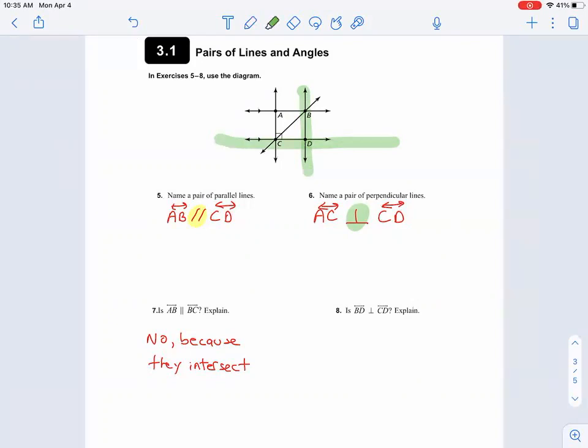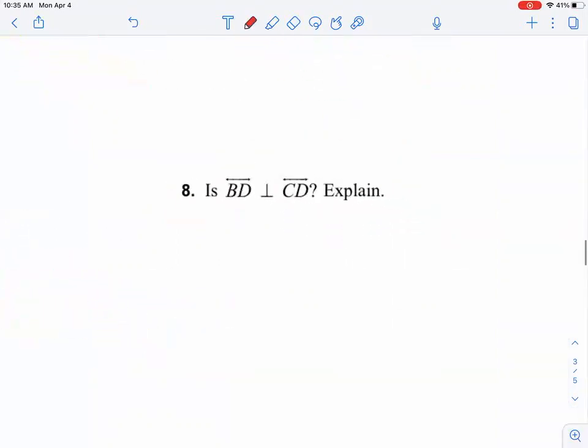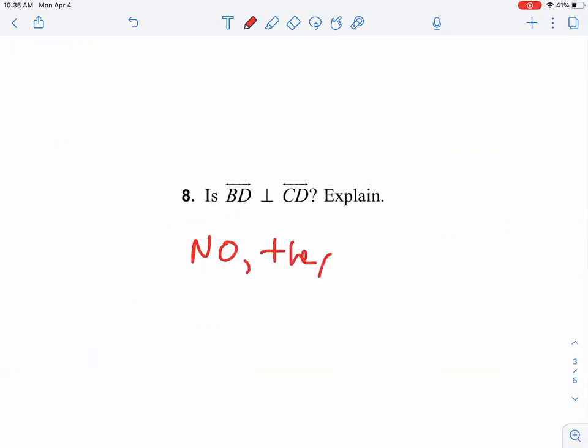However, there is no right angle symbol marked there. We don't have any degree measures, so we can't say for certain that they are perpendicular. And so we could say, is it perpendicular? No. They are not marked perpendicular. So pretty much we have no proof. Exactly.